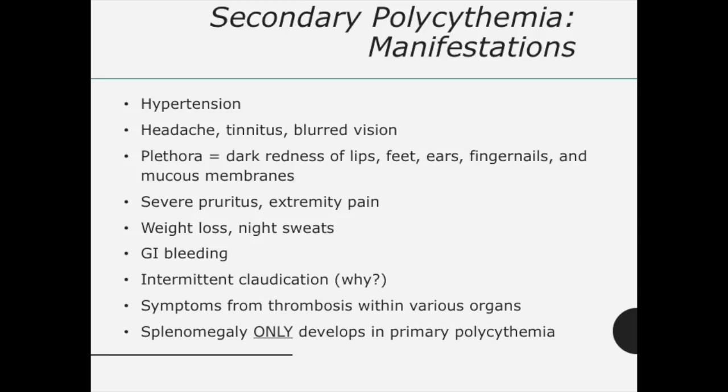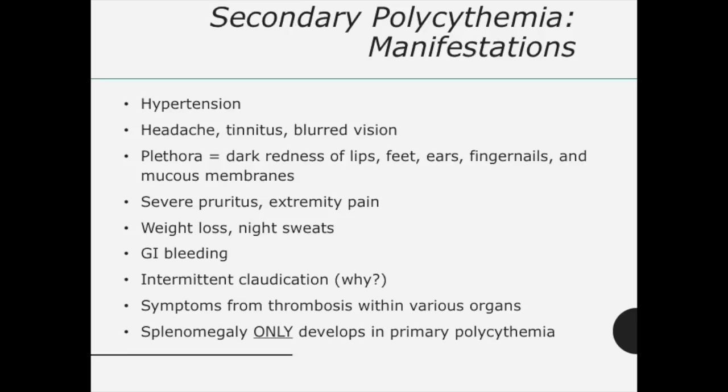We have a headache, tinnitus, blurred vision. So again, this is related to the fact that your blood is so thick that it is affecting your eyes. Then we have that dark redness of the lips, feet, ears, fingernails, and mucous membranes, severe pruritus, and then extremity pain, weight loss and night sweats, GI bleeding, and intermittent claudication.